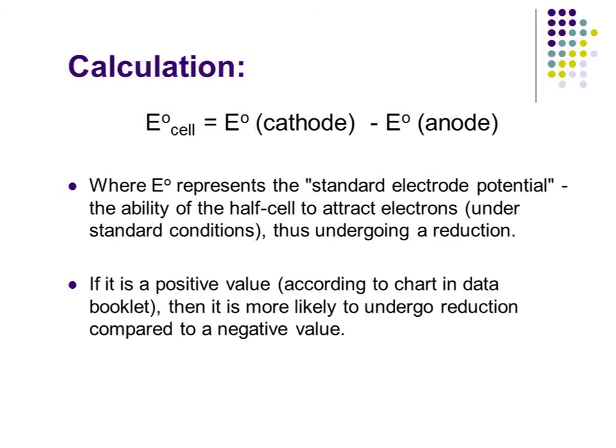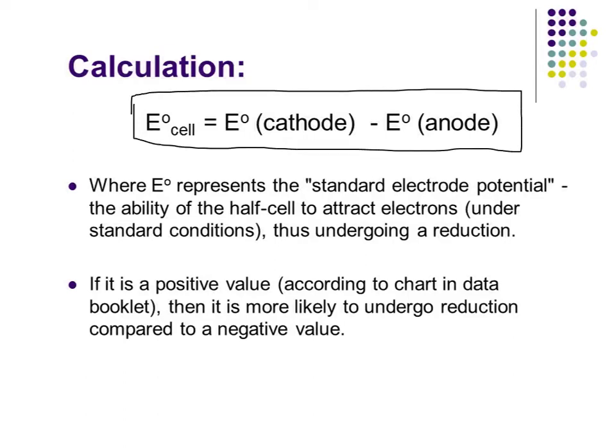To determine the E naught value for a cell, we have a very simple calculation we need to do. We take the E naught value at the cathode, and we subtract the E naught value at the anode. So remember, E naught represents standard electrode potential. It is the ability of the half cell to attract electrons under standard conditions, thus undergoing a reduction. If it's a positive value, that means it's more likely to undergo reduction as compared to a negative value.